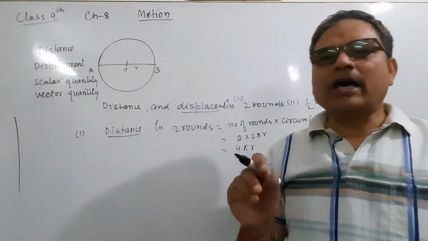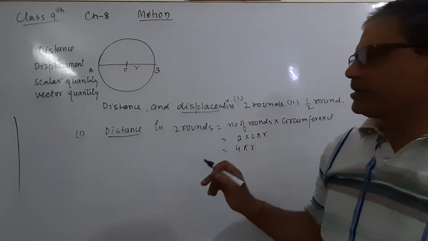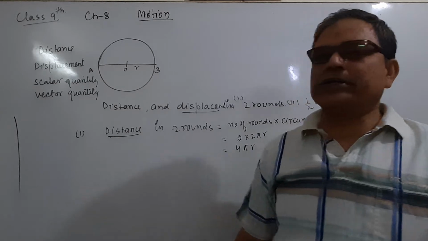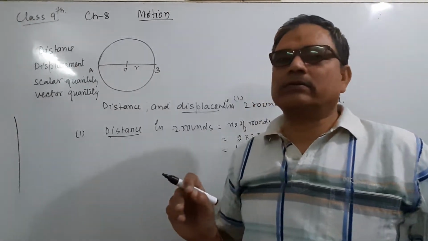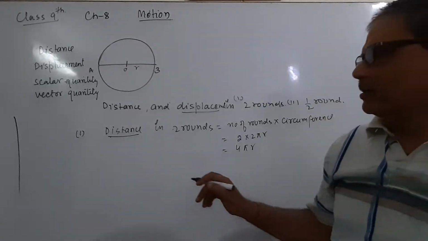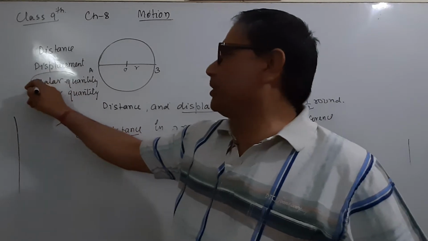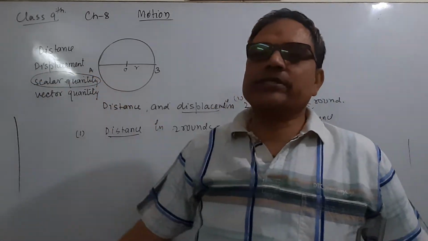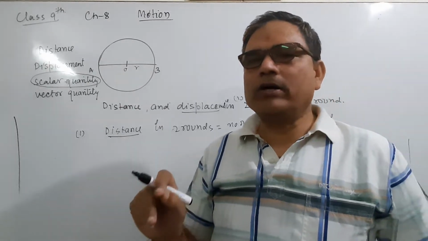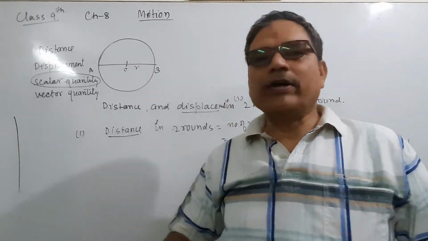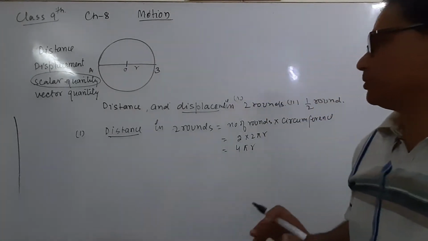It means distance has only numerical value. It measures only the quantity. It does not indicate any direction. Therefore, it is a scalar quantity. Distance is a scalar quantity. Why? Because it has only numerical value, or we can say that it has only magnitude, quantity.